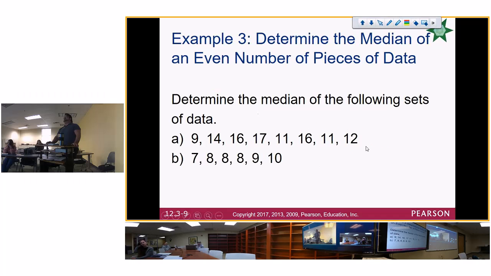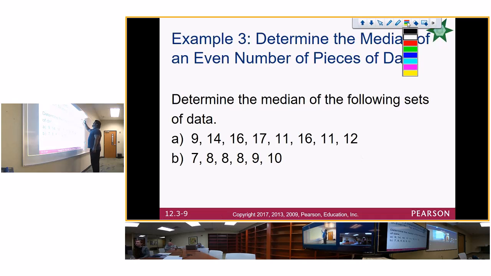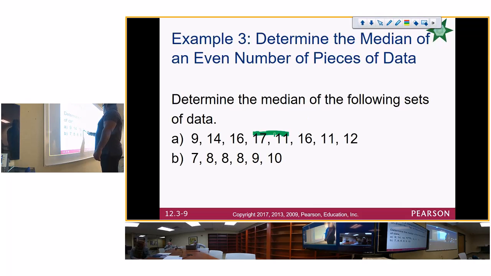Okay, now let's do these two right quick. They're in order, I hope. All right, how many numbers are in A? 8. So is 8 odd or even? Even. So you need to highlight the two middle numbers and take the average of those two middle numbers. So that's going to be 7 and what?